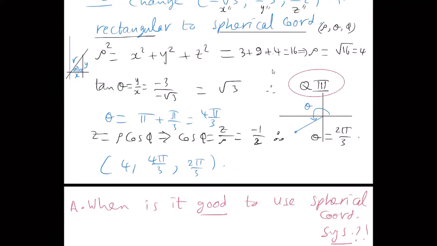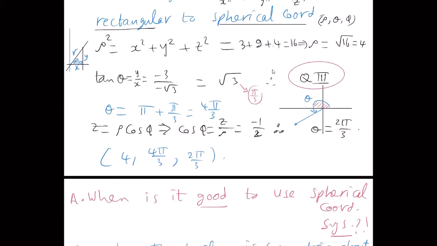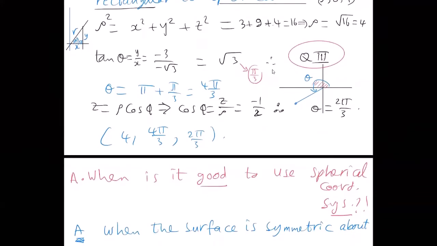So the angle is pi plus this pi over 3. The angle whose tangent is root 3 is pi over 3, the acute angle. But we have to add pi because we have x negative and y negative, so our angle is in the third quadrant. So theta is 4 pi over 3.